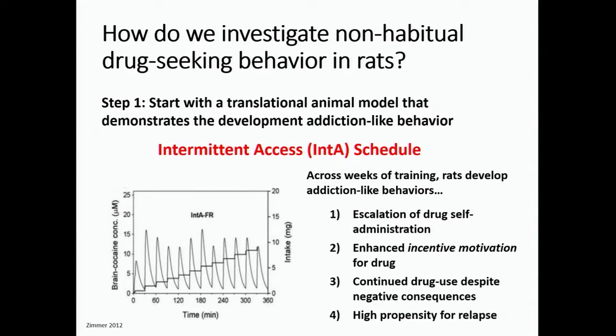Okay? So that's how you can manipulate price and see how motivated, how much desire there is to obtain the drug. You can also look at continued use despite negative consequences. For that, if the rat takes the drug, we give it a mild foot shock. If that foot shock decreases drug taking, that means that the rats might not be super motivated for the drug. But if the rat continues to take the drug despite this foot shock, it models the human condition in that the person might continue taking the drug despite losing their job or something like that.